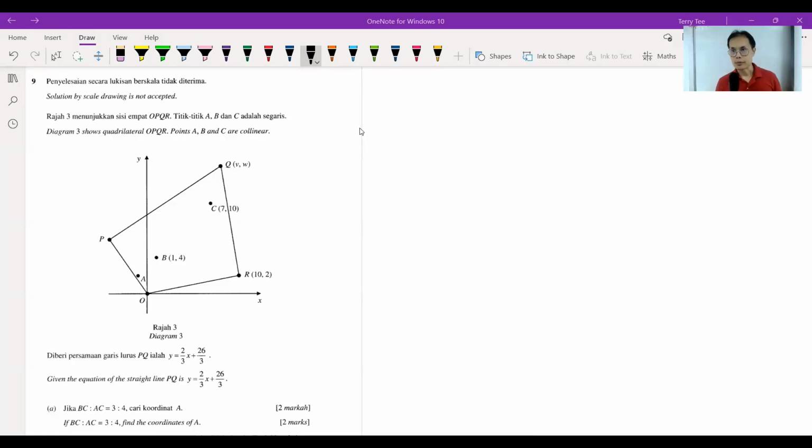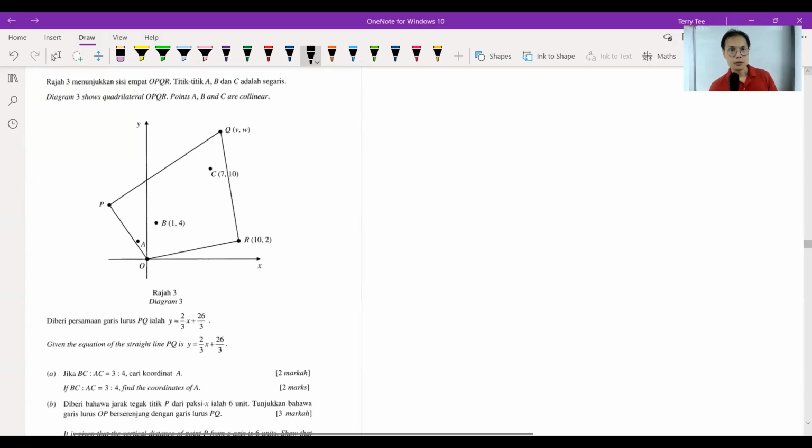Okay, this is question number 9 from Coordinate Geometry. Raja menunjukkan sisi 4 OPQR. Titik A, B, C adalah segaris. These 3 points are collinear. Diberi persamaan garis lurus PQ is given as y = 2/3x + 26/3. Jika BC, AC is 3:4. So I'm going to label here BC is 3, AC is 4. So your AB should be 1.